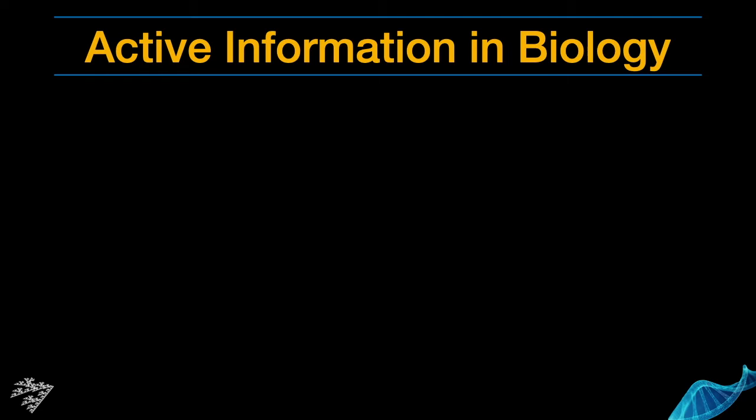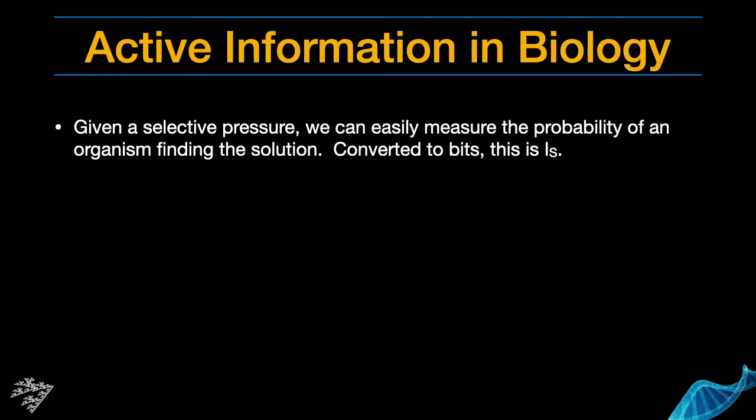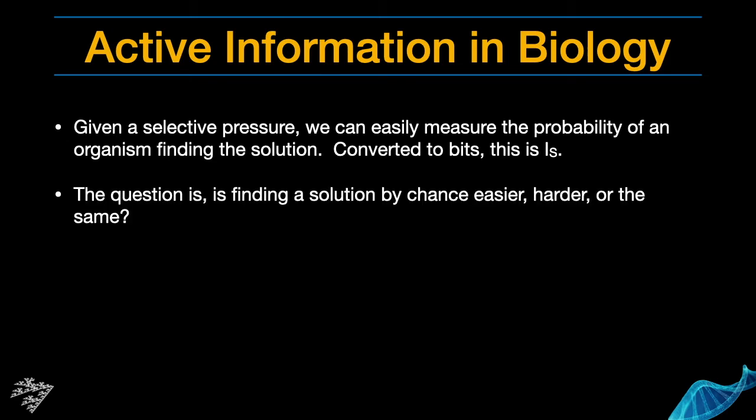So let's start by applying what these terms would be in biology. Given a selective pressure, we can easily measure the probability of an organism finding a solution. We just figure out how many organisms there are and how many of them found the solution. Then you convert that to bits. That is I_S.